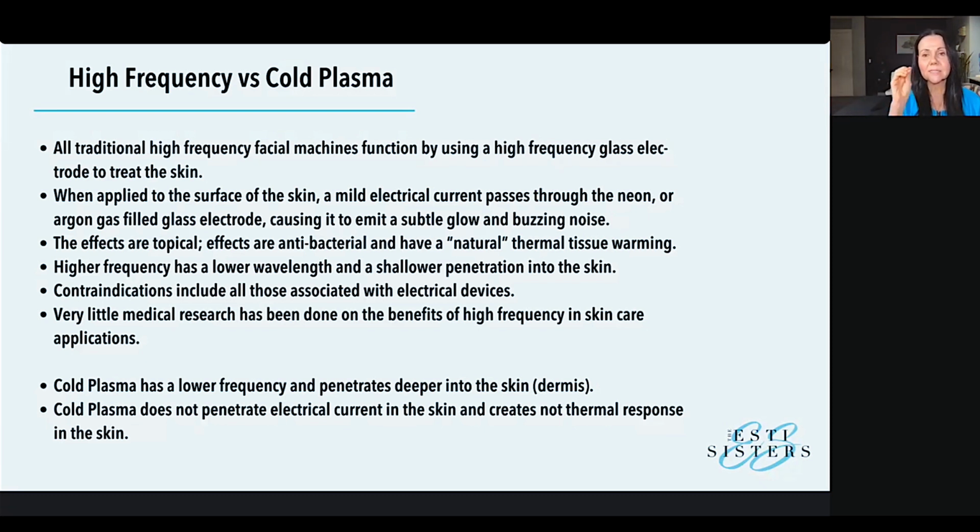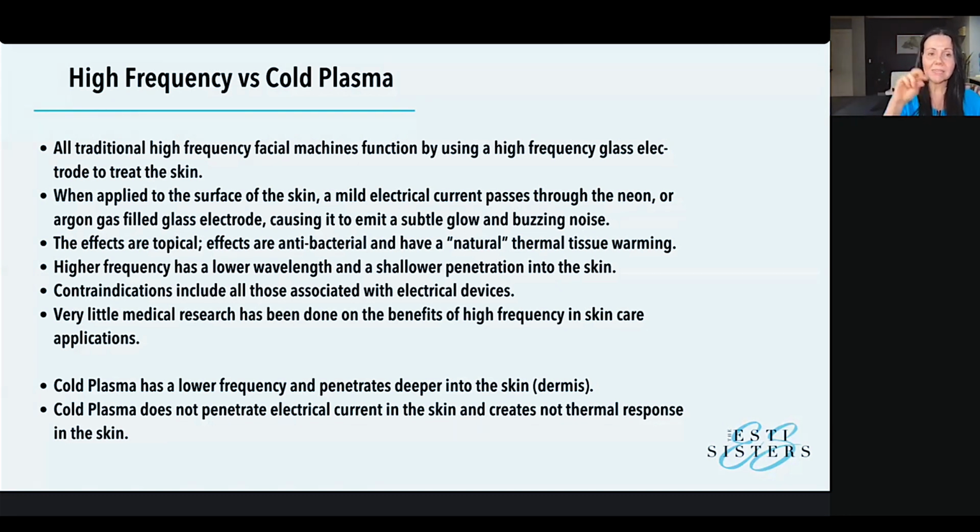So my husband explains this: the reason it's called high frequency is the amount of energy that is passed through the gas to get through the glass part of the device. And the higher the frequency, the lower the wavelength, so it's going to be more superficial in effect. The lower the frequency, as in cold plasma, the deeper it can penetrate into the skin. So this helps you understand the differences that the devices can be used for, okay?